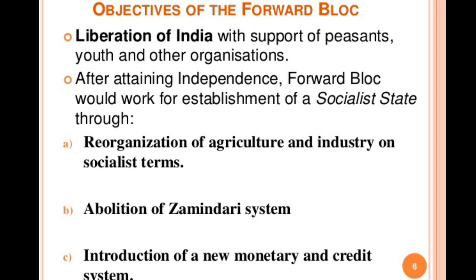Through these three measures, Forward Bloc tried to work for the establishment of a socialist state. So children, these are the objectives of Forward Bloc. This should be your number 1, objectives of Forward Bloc.